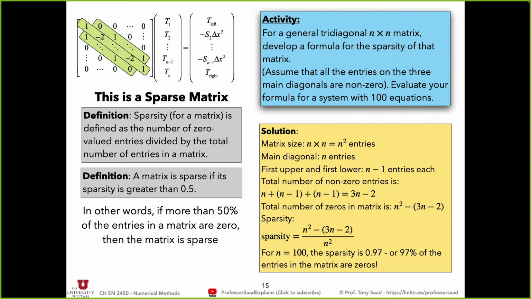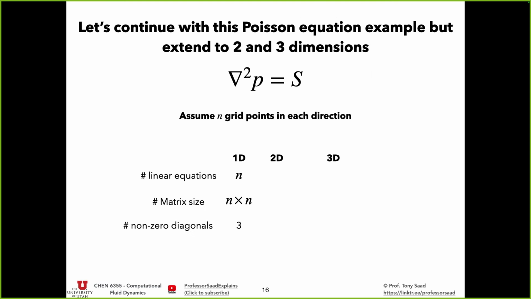Okay, so now let's continue with this Poisson equation example. I'm not going to move to the next slide. I'm going to expect answers from you guys, so you need to work your brain on this. All right? So we're going to take this Poisson equation, del squared p equals s.